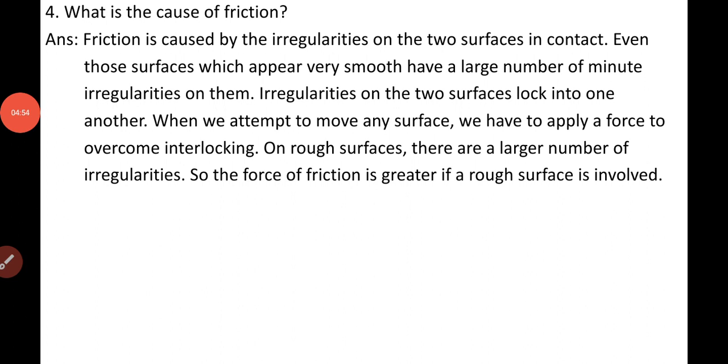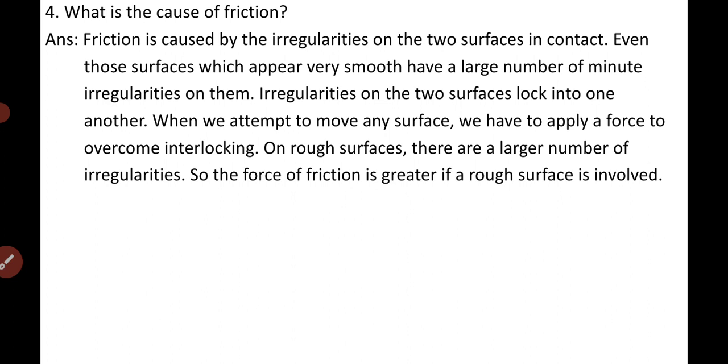What is the cause of friction? In the beginning of the class only I have discussed that friction is caused by the interlocking of the irregularities. There are a large number of irregularities present on the surfaces, even on the smooth surfaces also, which you cannot see with your naked eyes.